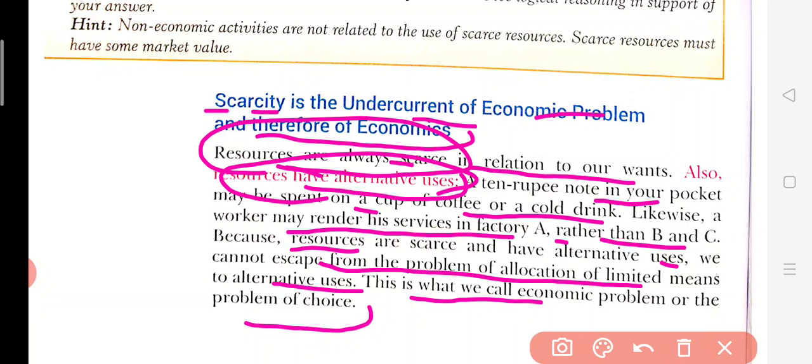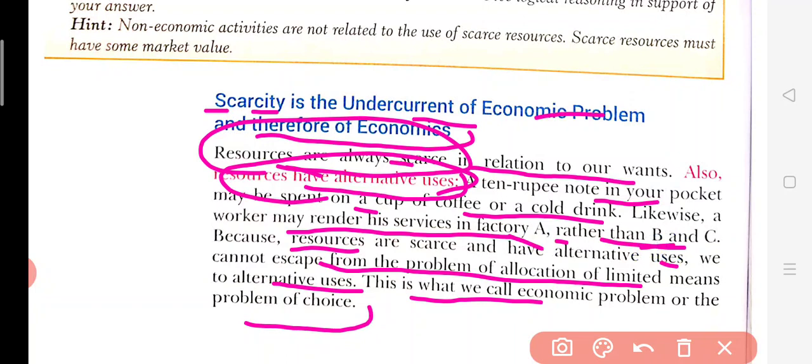Okay. Here they are talking about the workers also, who are rendering services in factory A rather than B and C. Suppose a worker is working for factory A and is not working for factory B and factory C. He is also a resource, a human resource. He is providing his services for A. At the same point of time, he cannot be present at factory B and factory C.